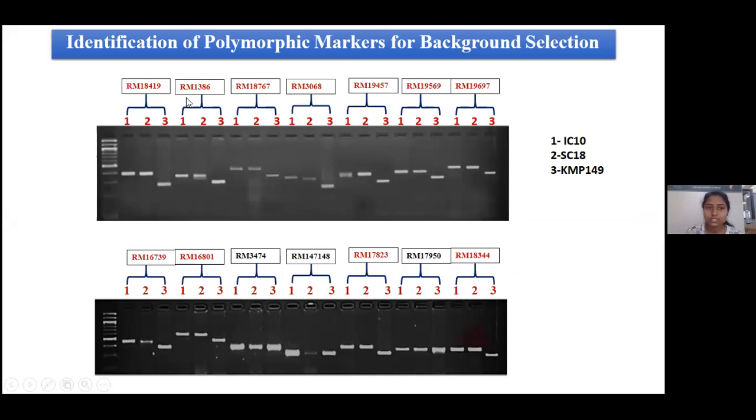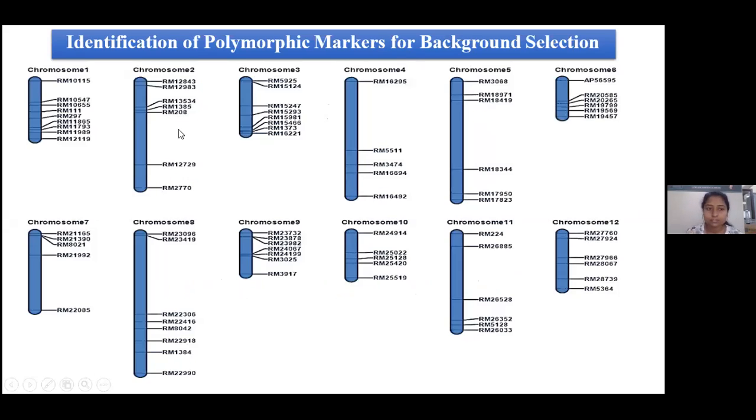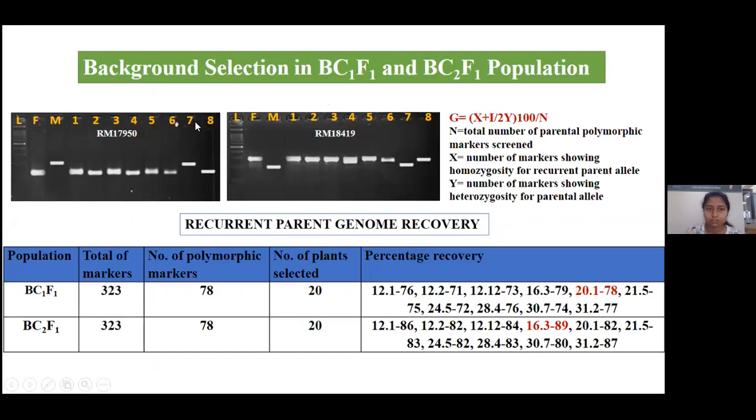We have also selected the polymorphic markers, as you can see in the diagram. We have used more than 300 markers, and of these, we got 78 markers to be polymorphic, and they are flanking all over the regions of the 12 chromosomes of rice. Using these polymorphic markers, we have carried out background selection using the formula which is given here.